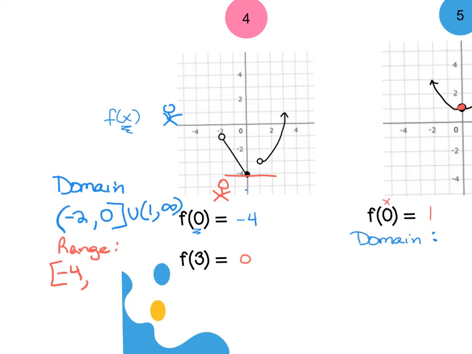Now notice it looks like it might be a gap, but this one keeps going. And then if you come over here, this one takes over and it goes to infinity. So there are no gaps. So you'll look side to side to see if another piece takes over.